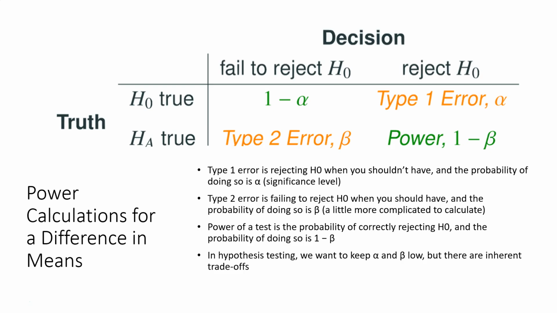So here when we're doing power calculations, this goes back to that discussion of our type 1, type 2 error. Remember that type 1 error is rejecting your null hypothesis when you should not have. Type 2 is failing to reject your null hypothesis. Power of a test is the probability of correctly rejecting your null hypothesis, and the probability of doing so is 1 minus beta. And remember, in hypothesis testing, we want to keep alpha and beta low, but there's that inherent trade-off that as you make alpha go down, beta is going to go up.